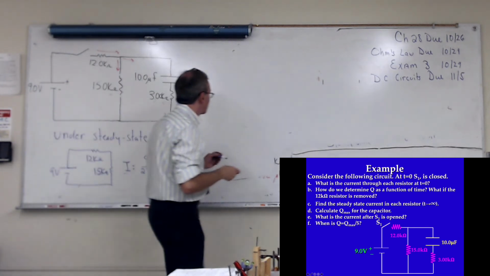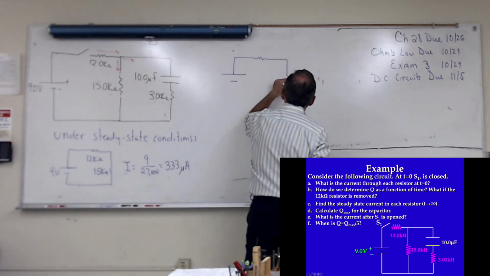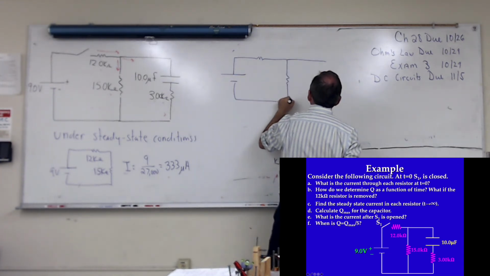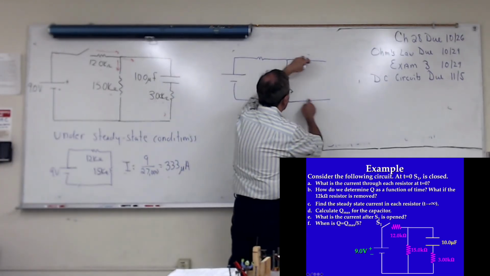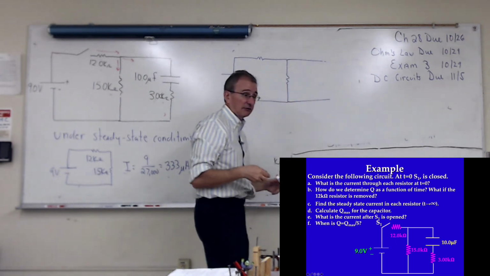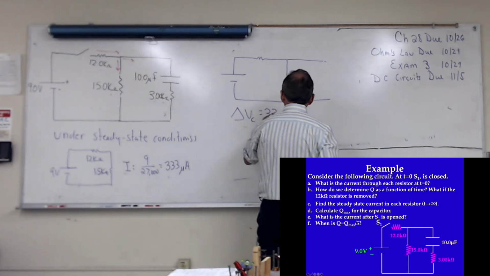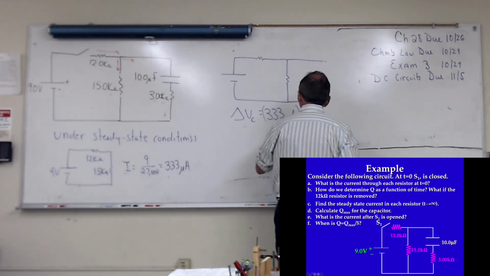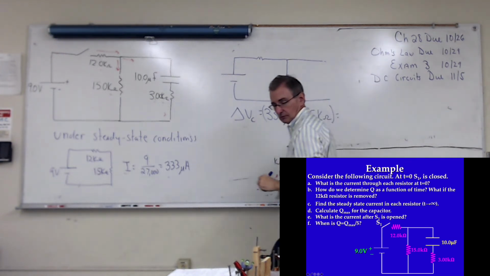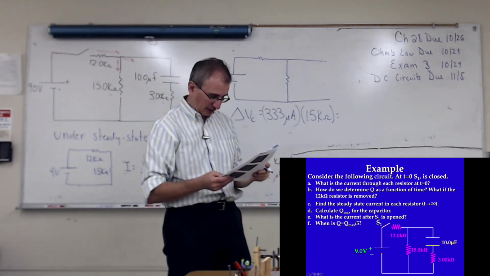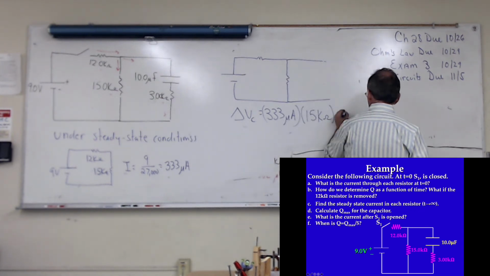Basically, this is my circuit. When you reach steady state, I basically have an open circuit here. It's as if nothing's there. And so whatever this voltage is going to be the same as the voltage across these 2 points, which is the voltage across the capacitor. So delta V of the capacitor is going to be 333 microamps times 15,000 ohms. And this comes out to be, I look it up here, 5 volts.